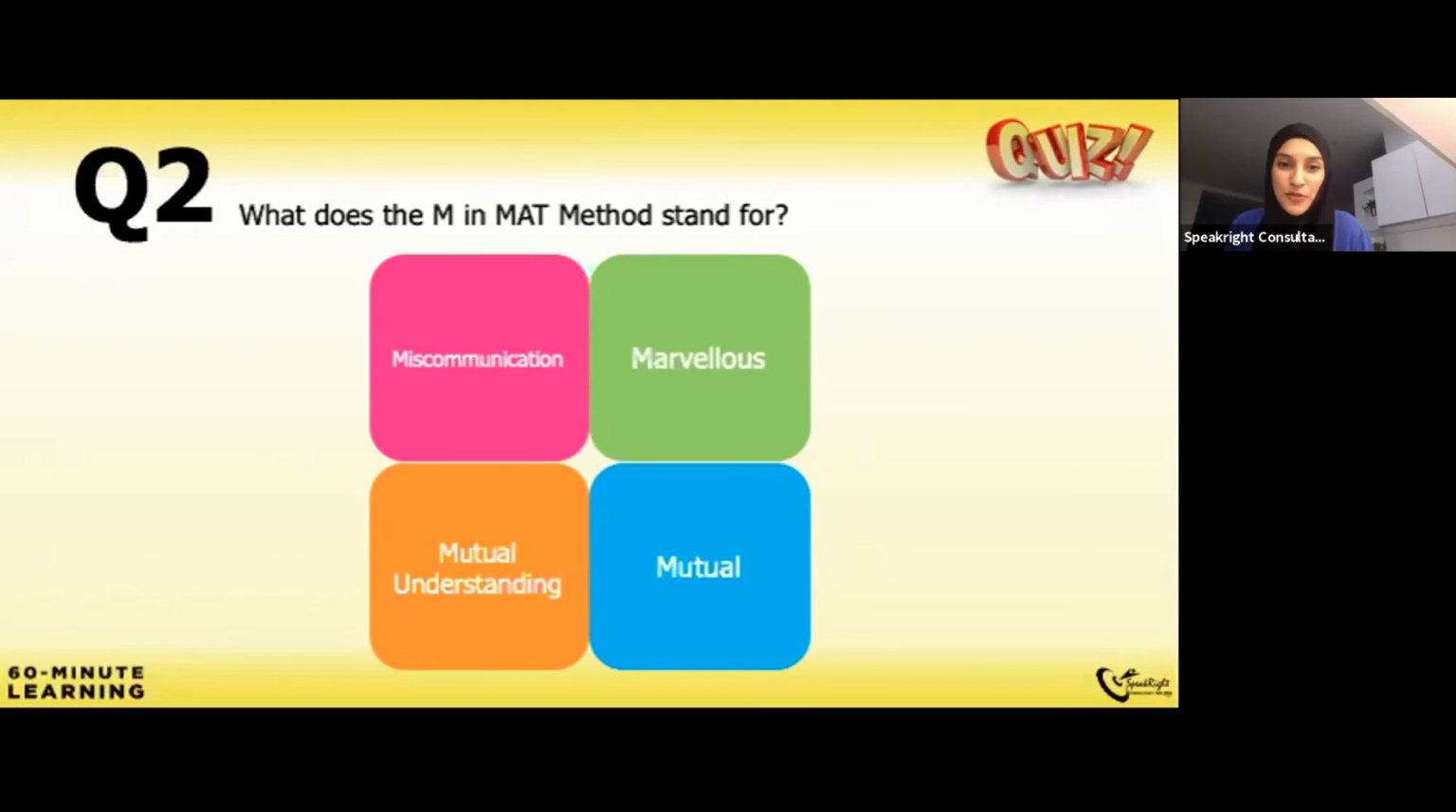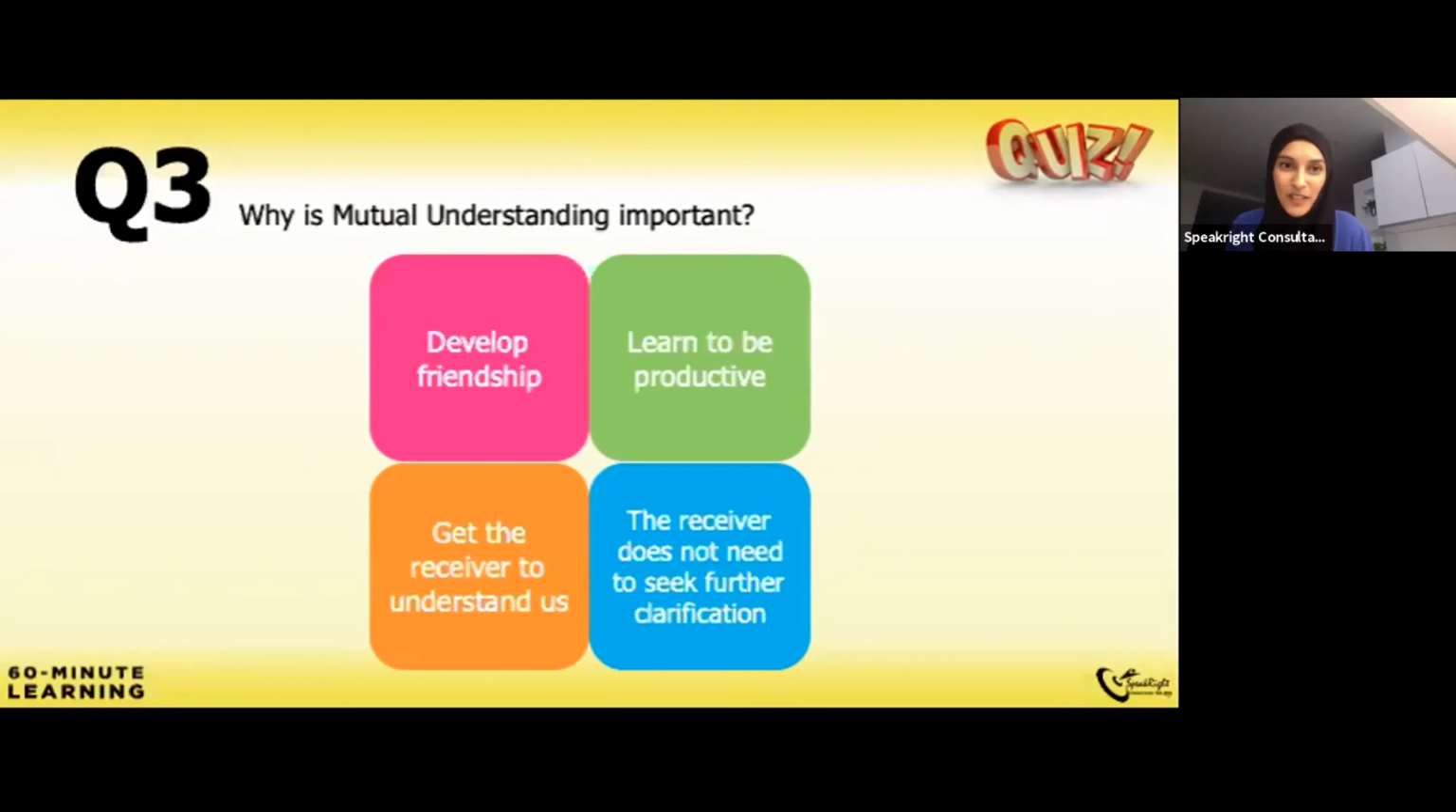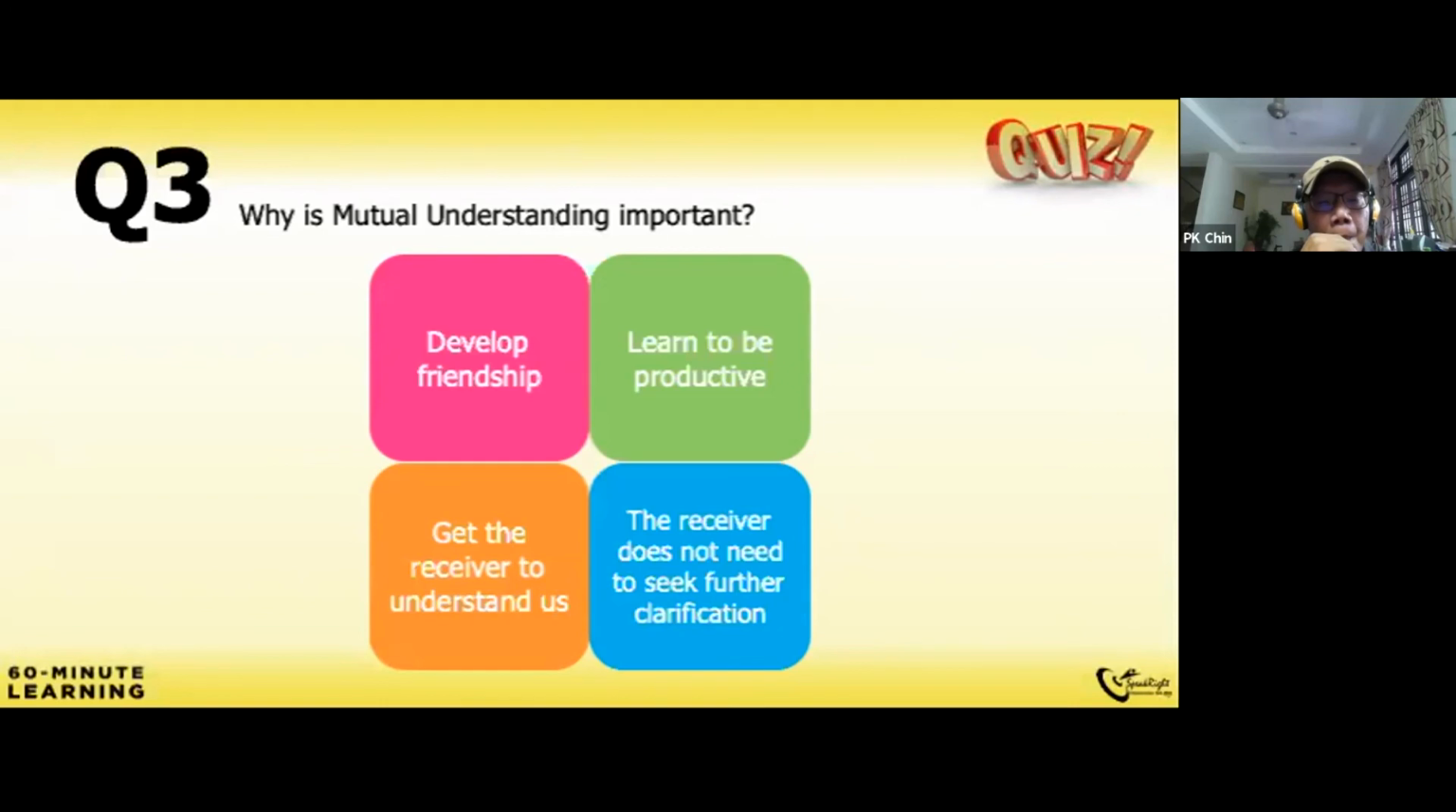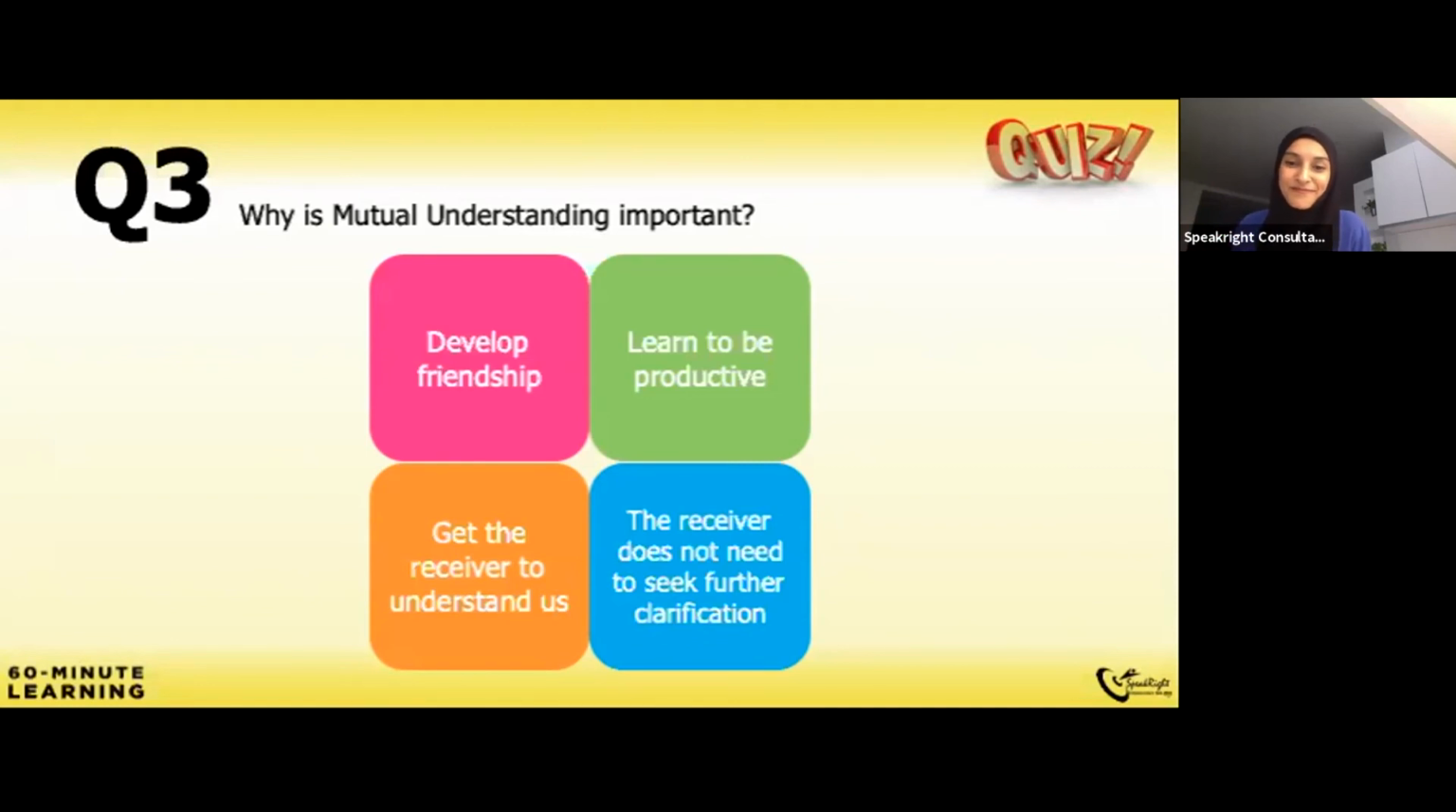Question number 3. Why is mutual understanding very important? Develop readership, learn to be productive, get the receiver to understand us. The receiver does not need to seek further clarification. Get the receiver to understand us, not exactly. One more chance, only one more chance. So Lilin has tried, so Lilin can't try anymore.